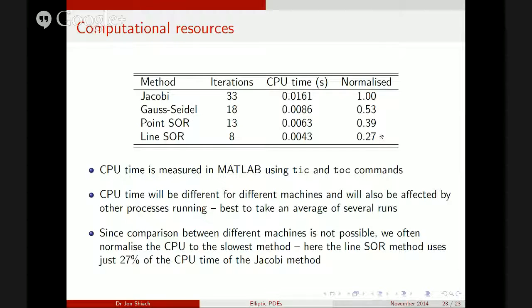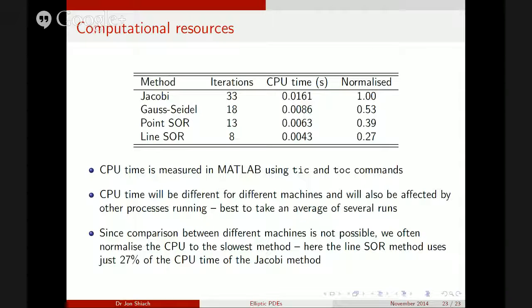So this means, let's say it took 1 hour and 40 minutes to run using Jacobi. It would take just 27 minutes to run using line SOR. So it's a lot quicker. It may not seem like much, but when you're talking hours, days, weeks, it is useful. So that's where I got those CPU times, the tick and tock functions.